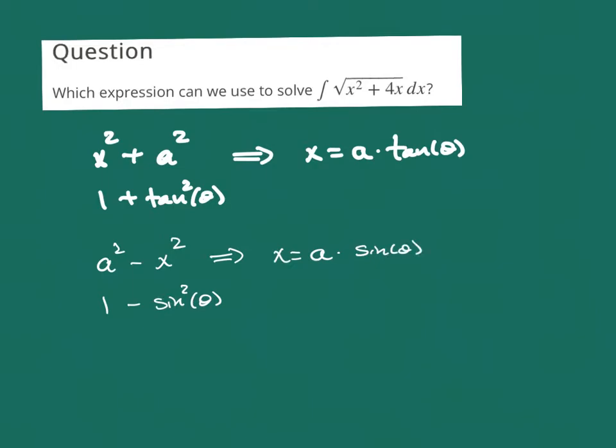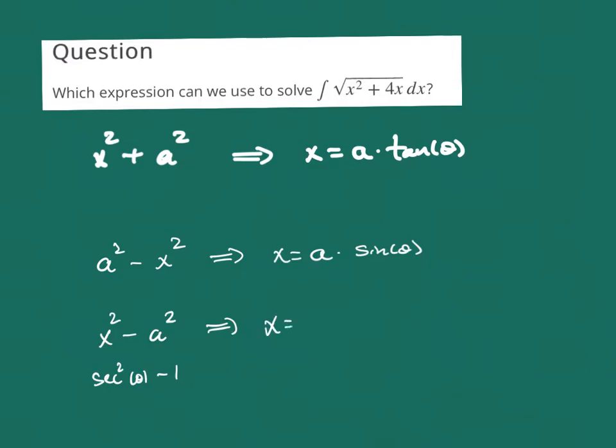And then finally, if we had an x squared minus a squared, that one was looking like secant squared minus 1. And so in that case, we were doing a substitution with x equal to a times the secant of theta. And so depending on what our expression under the radical was, whether x squared plus a squared, a squared minus x squared, or x squared minus a squared, we knew what the substitution was going to be.